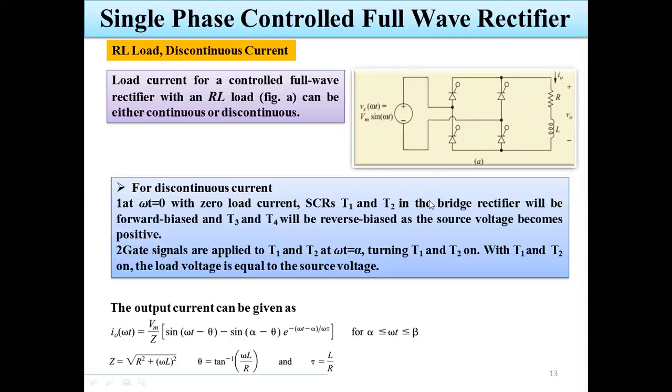So now, by adding an inductance in series with the resistance, the transient nature of the current also occurs. So that is the equation for the output current, with the steady state value and also the transient value: sine of omega t minus theta minus sine of alpha minus theta into e power minus of omega t minus alpha by omega tau. Tau is the time constant, that is L by R.